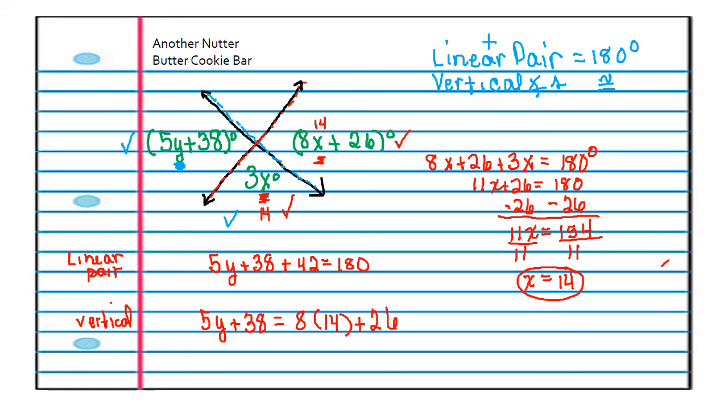So remember that a linear pair is an angle plus an angle, and vertical angles are an angle is congruent to an angle, and you can go solve using your algebra. There you go.